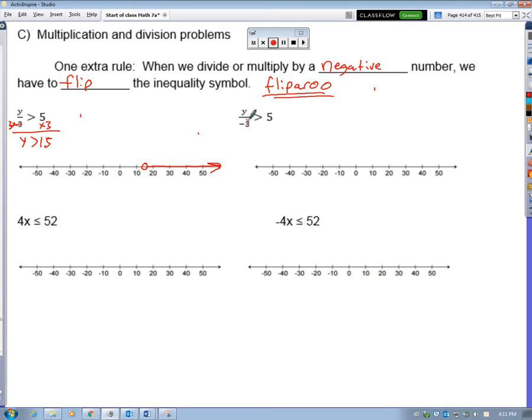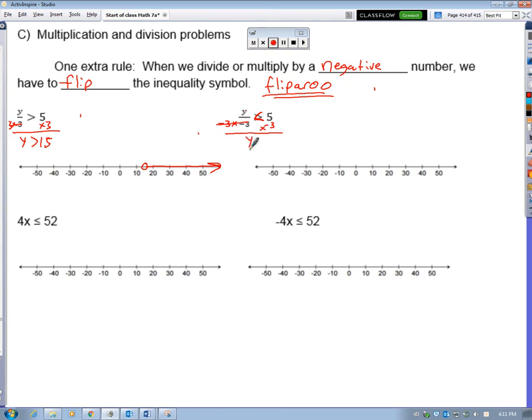Same step. This is y divided by negative 3. We need to cancel it off by multiplying by negative 3. Cancel. Now I'm going to bring my negative 3 over here and do the same exact thing, except this time, since you brought a negative 3 over to this side, this symbol is going to do a flipperoo. Alright, there is our flipperoo. It's just going to flip to the other way. And we're just going to continue on just like what we were doing.